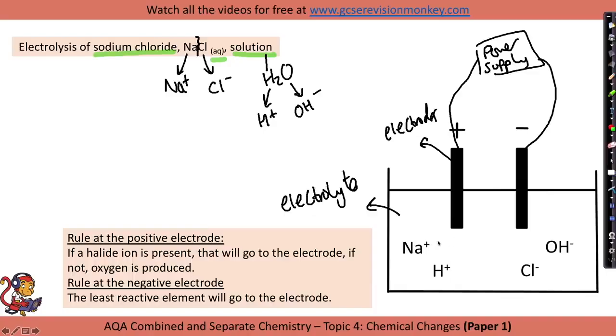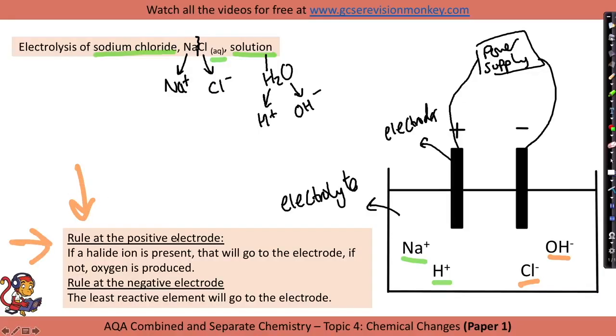In terms of charges, opposites attract. So positive ions will be attracted to the negative electrode, and negative ions will be attracted to the positive electrode. But what makes it difficult in your required practical is that because it's in solution, you have 2 positive ions and you have 2 negative ions. So what you need to work out is which one will actually go to the electrode. So these are the rules that we need to be aware of.